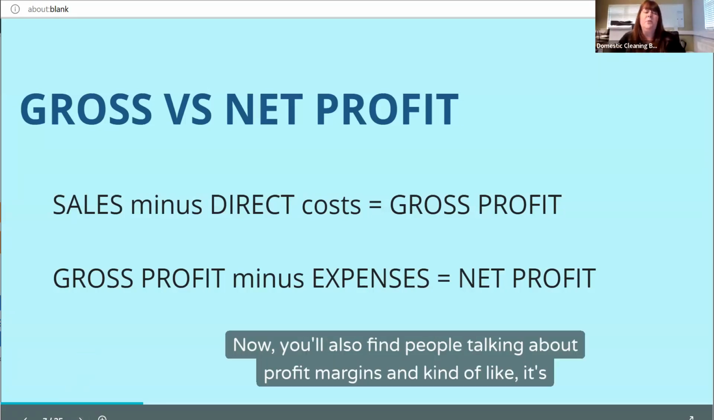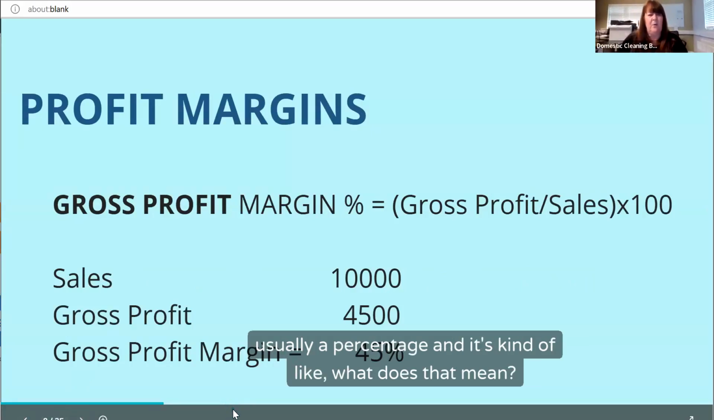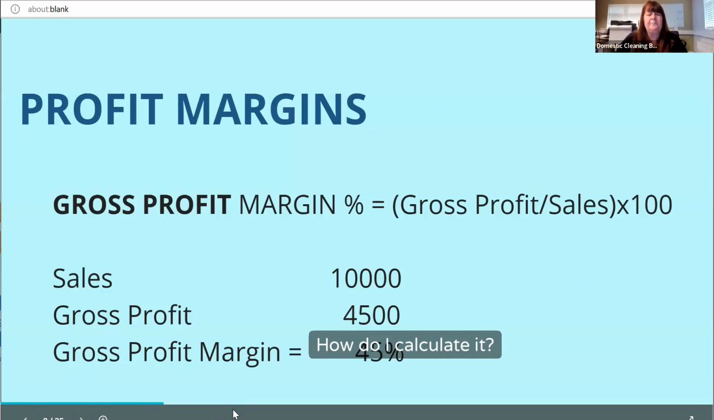But net profit for me is the most important profit number in your business, because it tells you what you're making. Now, you'll also find people talking about profit margins, and it's usually a percentage, and it's kind of like, what does that mean? How do I calculate it?